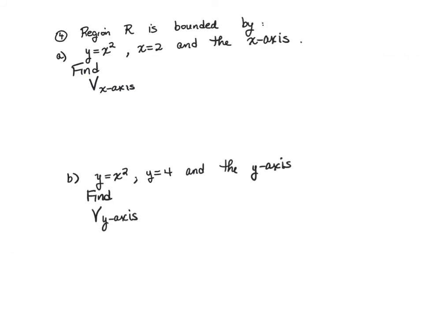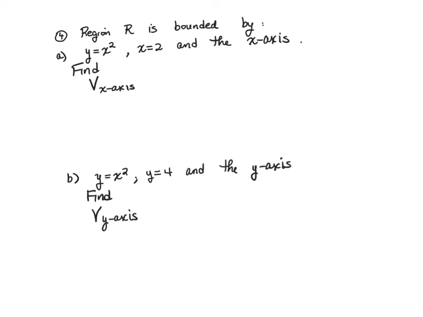So let's take a look at this last problem. We have a region that's bounded by a parabola y equals x squared, the vertical line x equals 2, and the x-axis. And we're going to revolve this region about the x-axis. And the same parabola y equals x squared, the line y equals 4, and the y-axis. And we want to find the volume when we rotate this area about the y-axis.